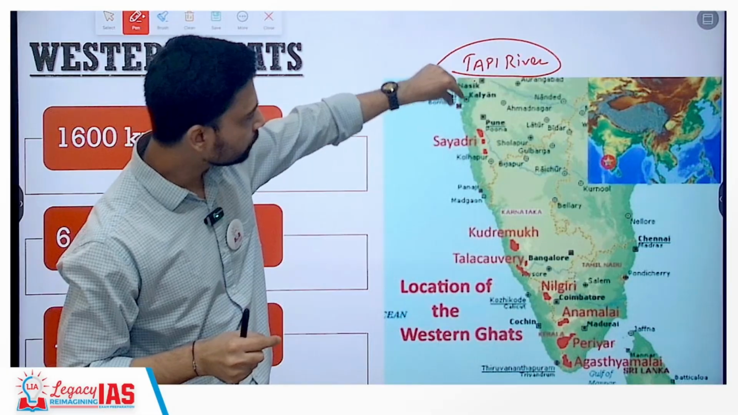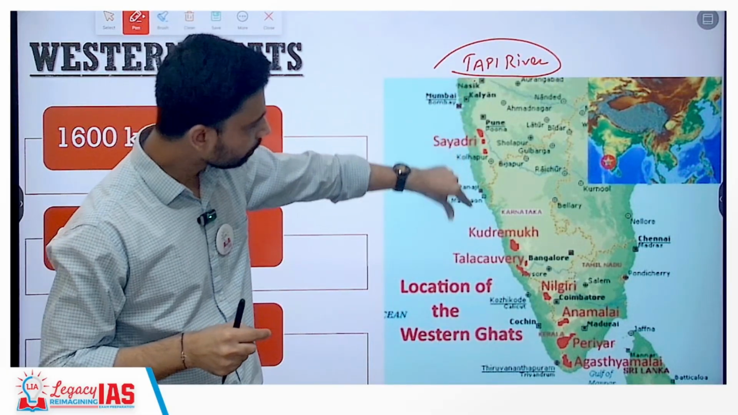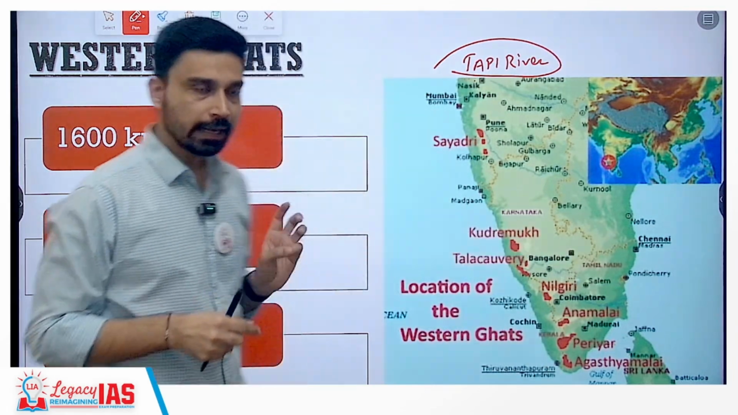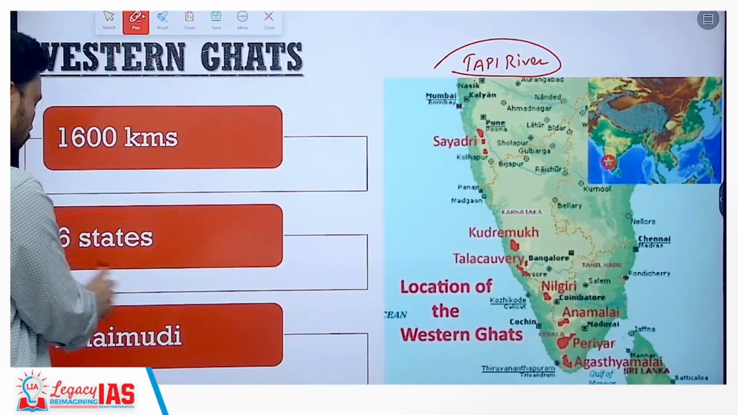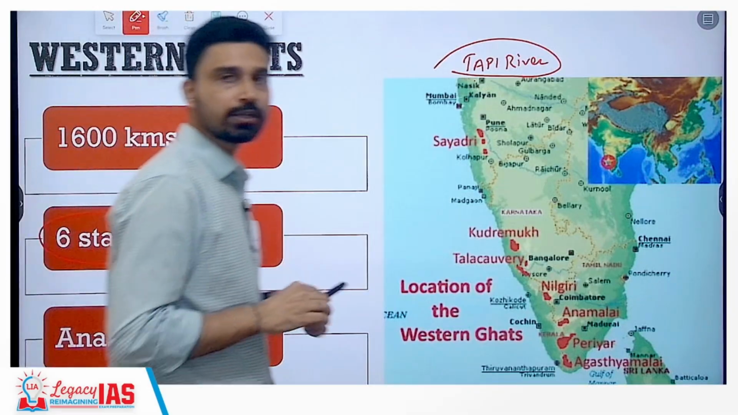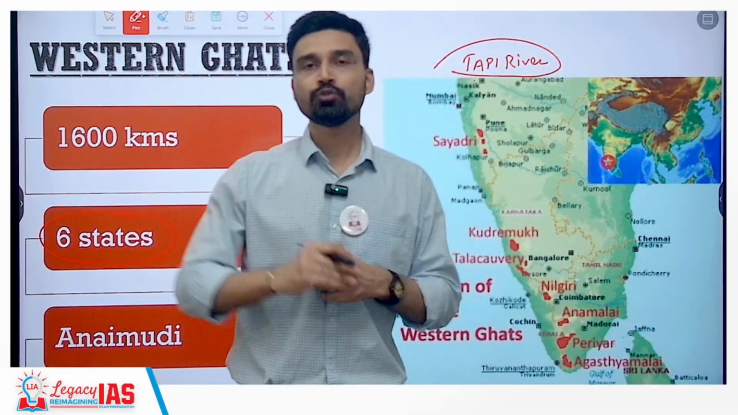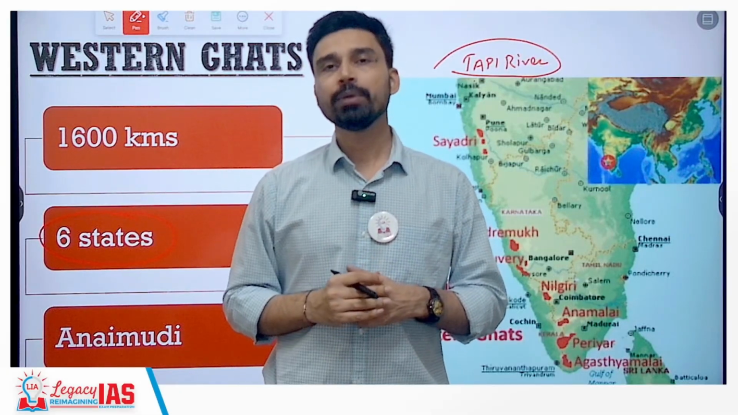Then it moves across Maharashtra, passes through Goa, Karnataka, Tamil Nadu, and further Kerala as such. Total 6 states it does pass through. The tallest peak of Western Ghat you'll find in the southern region. The southern part of Western Ghat is actually higher in elevation as compared to the northern part.